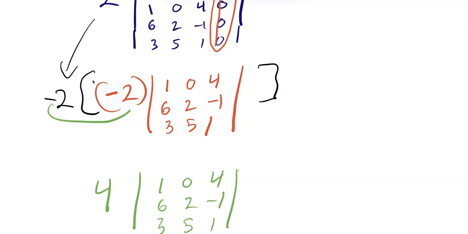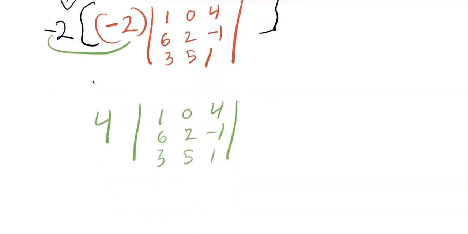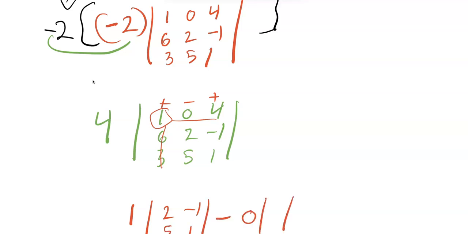Like that. And all we gotta do is expand this one. So let's just do the top row, because that's easiest. Plus, minus, plus. So circle the 1, cross out the row and column. So we're gonna get 1 times 2, -1, 5, 1. And minus 0, don't need to do anything because it's a 0 for this one. And then we're gonna do plus, so it's 4 times what?